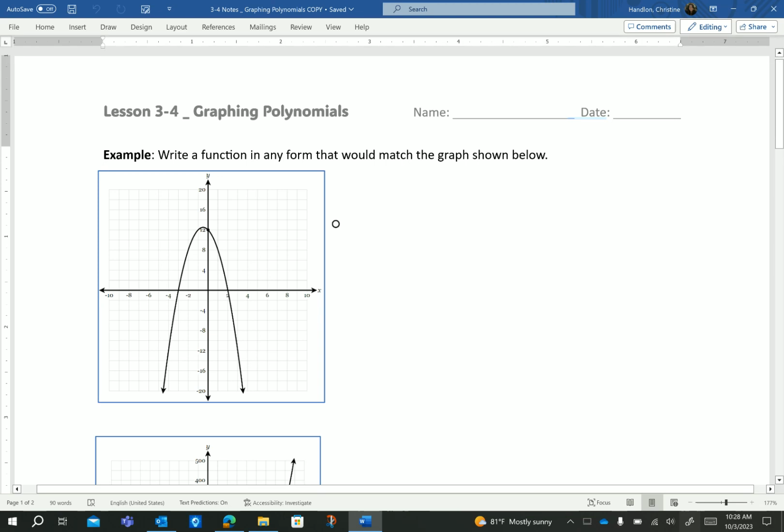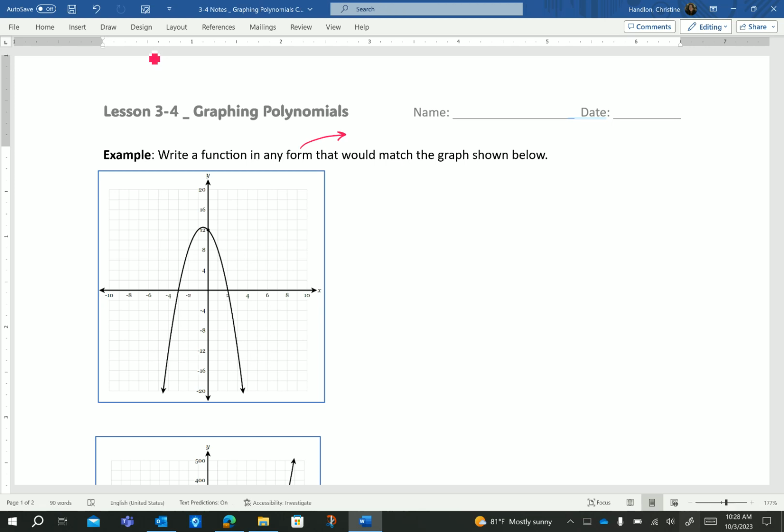In this particular problem, notice the graph is given to you and you are required to find the function equation in any form that would match this graph. Now when they talk about any form, you have two forms. You have the standard form and you have the factored form. Both are acceptable, but I'm going to suggest that you just stick to the factored form once you arrive at it. Don't worry about multiplying it all out. Factored form would be sufficient.